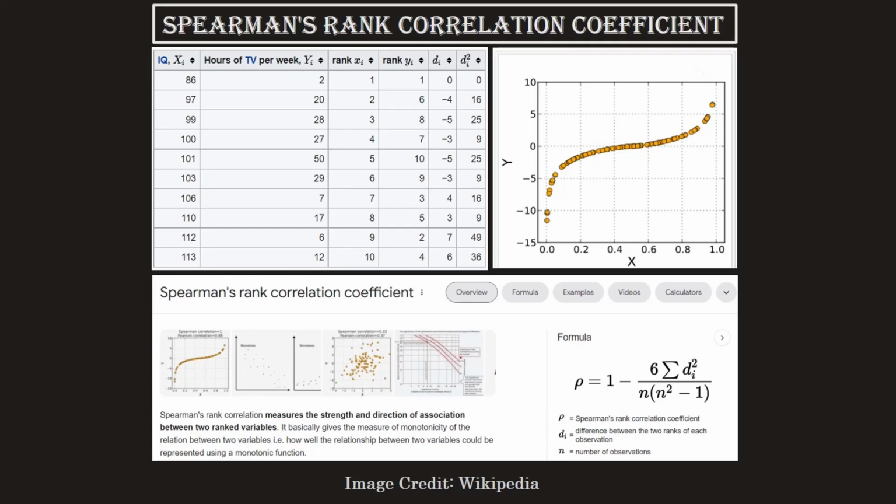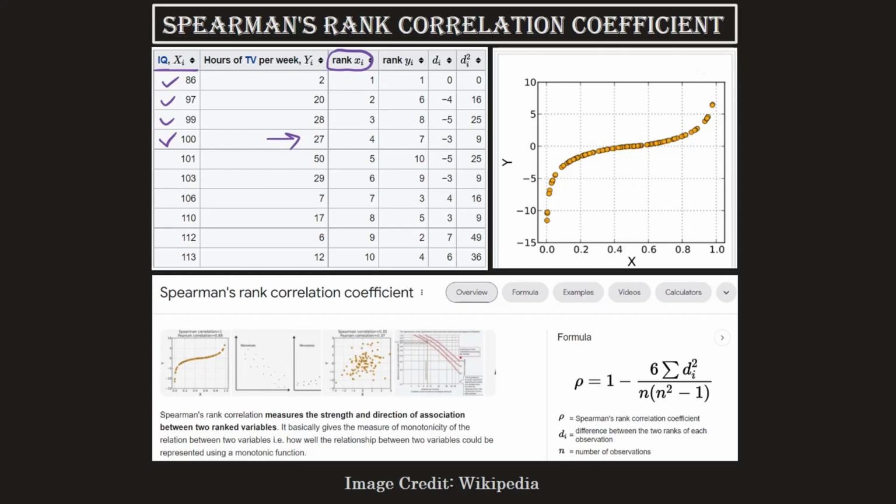So over here in the data set, if you pay attention to the first column, we have the IQ recorded for each and every individual corresponding to the hours of TV per week they watch. So for example, an individual with an IQ of 100 watches TV for 27 hours per week. In the third column, we are checking the rank of Xi, which is nothing but the IQ.